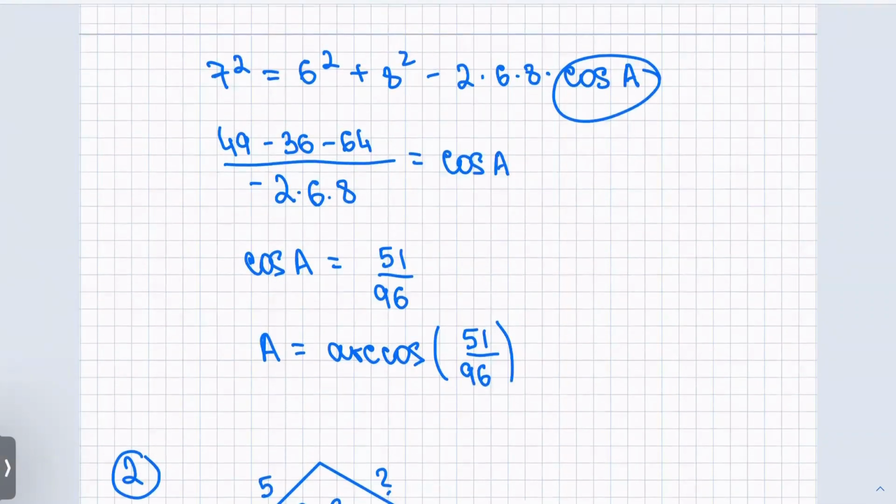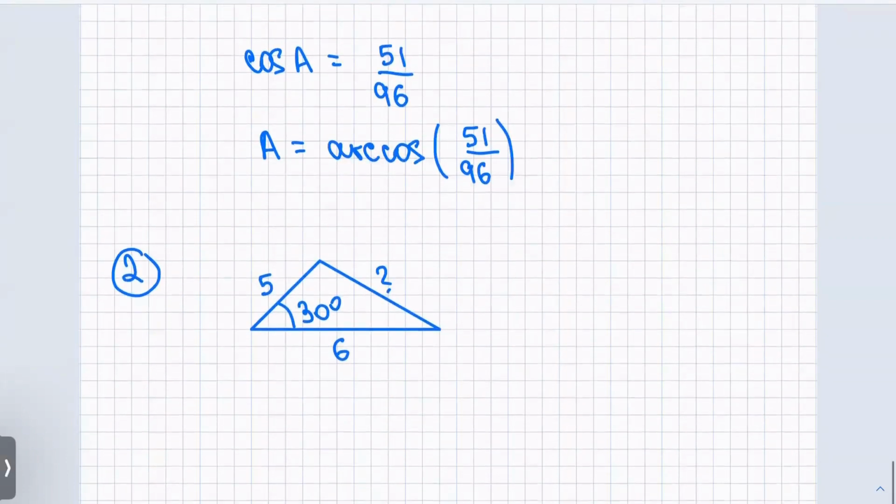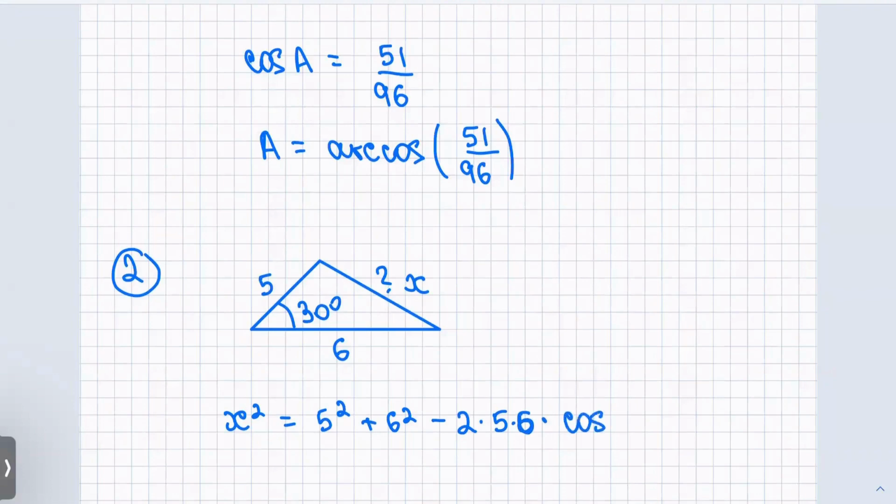Very good, dear students. Let's find it. Let's apply the cosine rule. So what the cosine rule tells us, let's denote this side by x. So it's unknown, so it's x. The cosine rule tells us that x squared is equal to the sum of the other two sides squared. So it will be 5 squared plus 6 squared minus the double product of these two sides, 5 times 6, times the cosine of the angle between them.